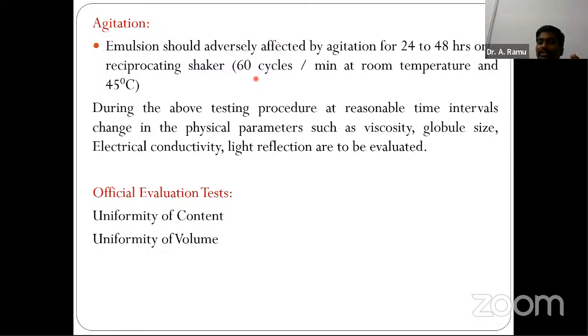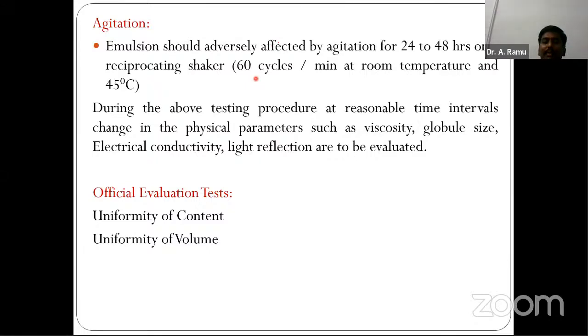If these parameters change upon exposure to various types of stress conditions, then the emulsion is not stable. The emulsion is not stable. These are the unofficial tests to be performed on emulsions to evaluate the quality of the emulsion. The Indian Pharmacopoeia specifies official evaluation tests.